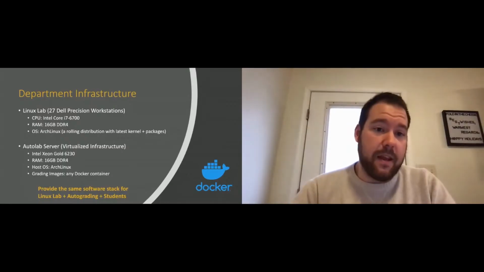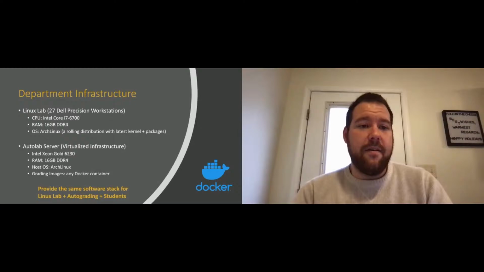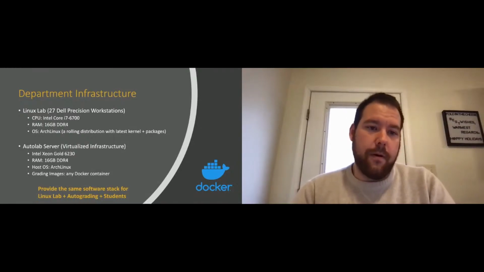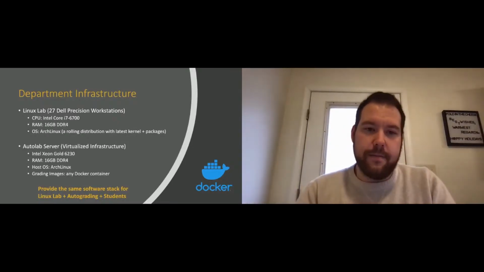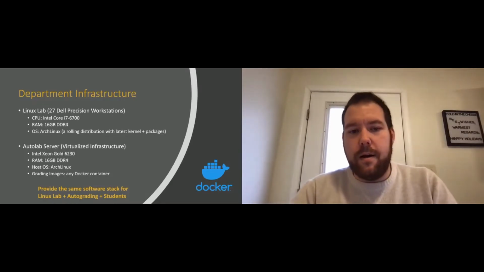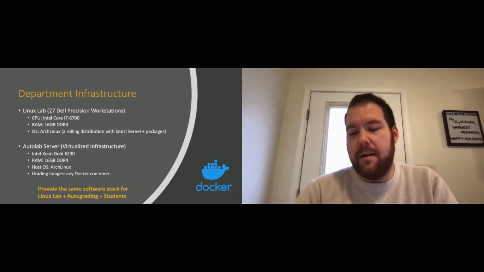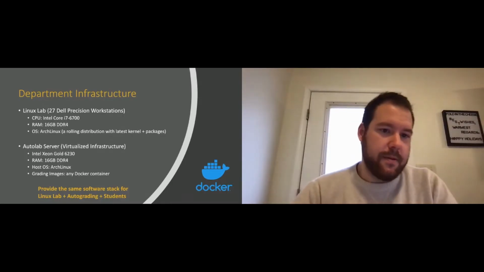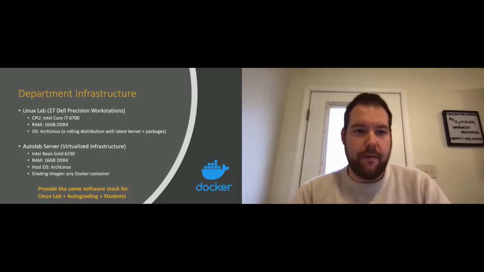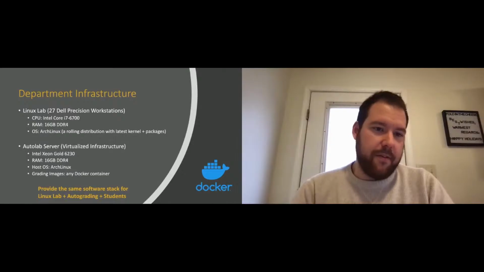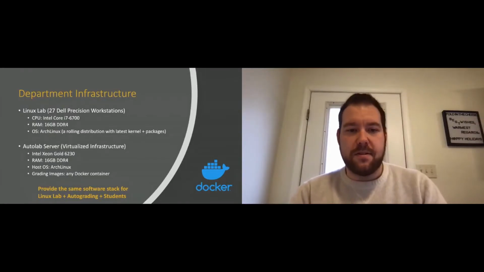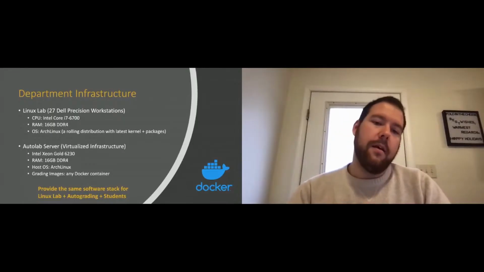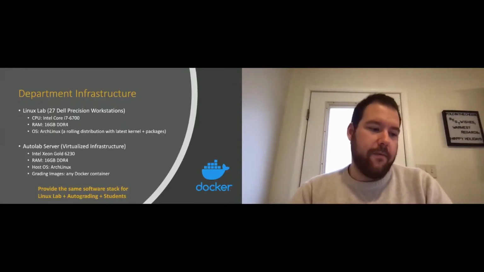But we can really have a minimal, lean installation, which is convenient. We also have an AutoLab server, which is used for autograding, and that's deployed on a new virtualized infrastructure where this particular virtual machine has 16 gigs of RAM allocated, I think 4 CPU cores out of the 22 for that Intel Xeon processor. The host OS is Arch Linux, but what's nice is we can use any Docker container for grading.